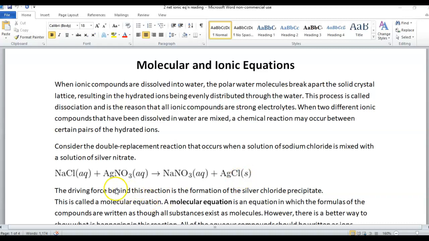When you look at your solubility rules, you're going to see that sodium and chloride are always soluble. Nitrates are always soluble. So that makes sodium nitrate soluble. Chlorides, as I said, were always soluble, except with lead, mercury, and silver. And here we have silver. And so this chemical will be a precipitate.